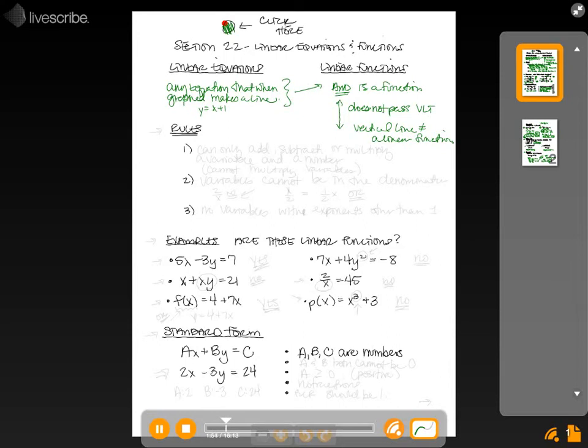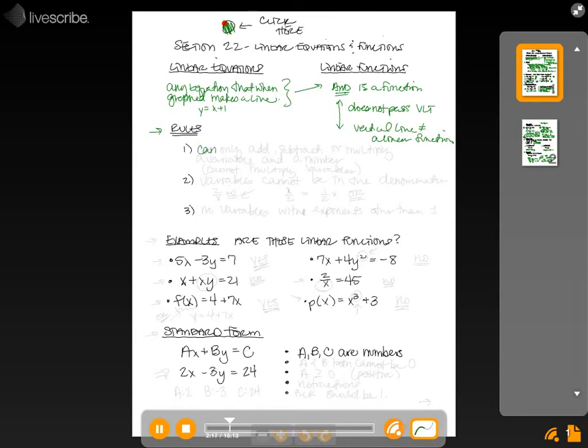Okay? So what we're talking about today are linear equations and linear functions. There are a few rules, and these are rules for linear functions and equations that go together. Alright, rule number 1. This is if I'm just giving you a problem, and you can tell by looking at the problem whether it will make a line or not.